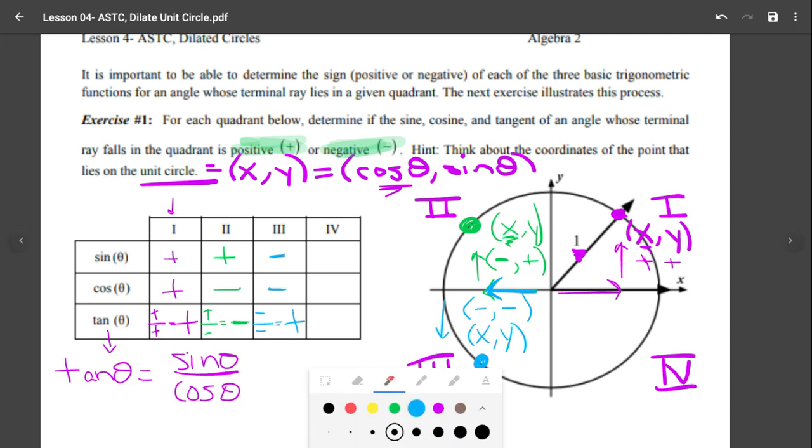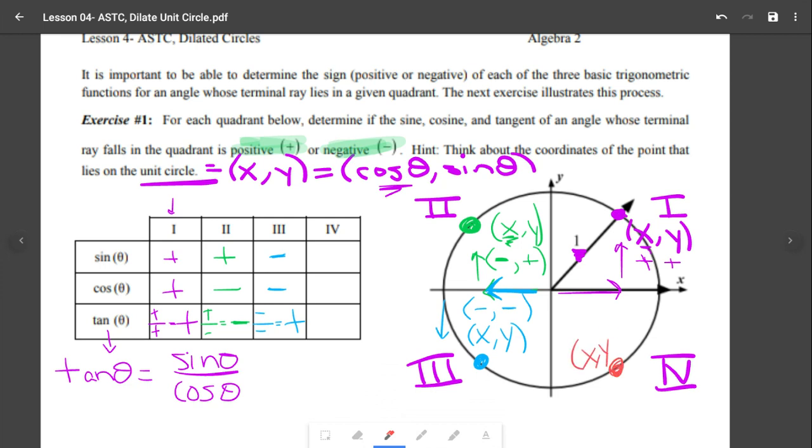Last quadrant, quadrant 4. Here's my point, x, y, sitting in the fourth quadrant. To get there, I have to travel to the right on the x-axis, and that is the positive side of the x-axis. I then have to travel down on the y-axis. That's the negative side of the y-axis. So for sine, sine is the y again. That was negative. Cosine, that was the x. That was positive.